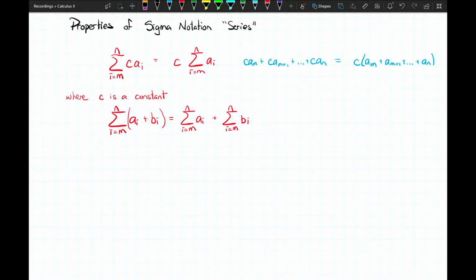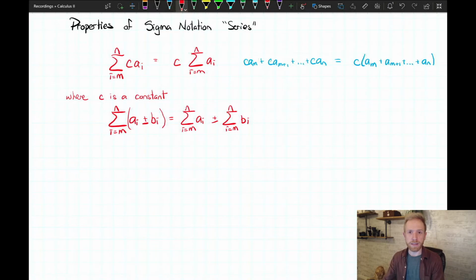Same idea. So using that same idea, here I've got a summation of a series of terms, a sub i plus b sub i. So it'd be just a sub m plus b sub m, a sub m plus 1 plus b sub m plus 1, and so on. Well, if I just reorder those terms a little bit, I can add all the a's together and then add all the b's together and sum the two results. And it's very similar. I can do the same thing when I have a difference of a's and b's. Simply add up all the a's and then add up all the b's and then find the difference. So those are some very useful properties of sigma notation.